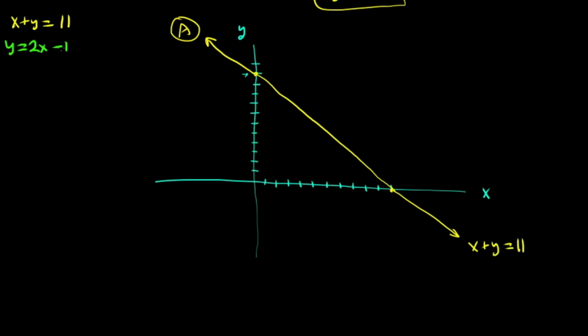Equation B, which I'll do in green. Notice that this is in the form y equals mx plus b. So we know b is negative 1, so that's the y-intercept, negative 1. Right there. And then the slope is positive 2. If you remember, the slope is rise over run. So if you go up 2, you go right 1.